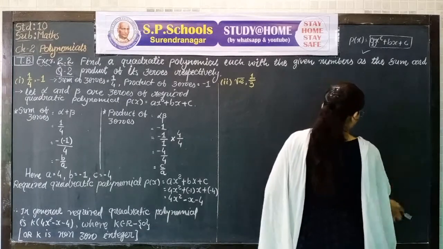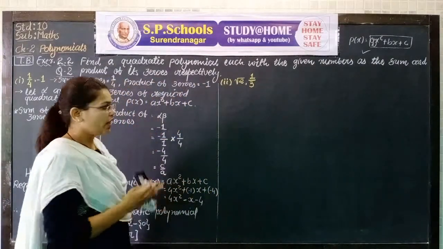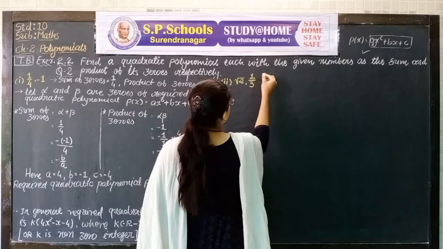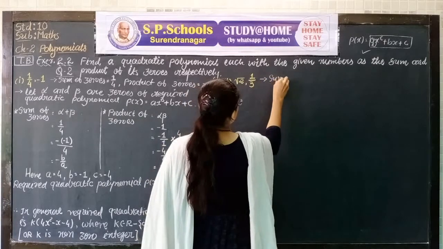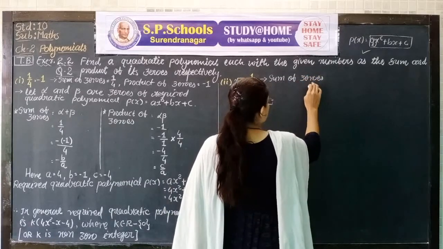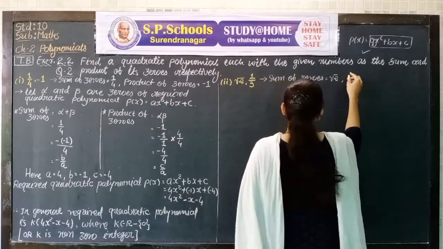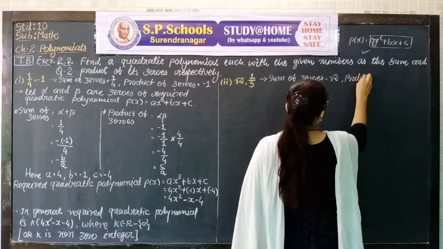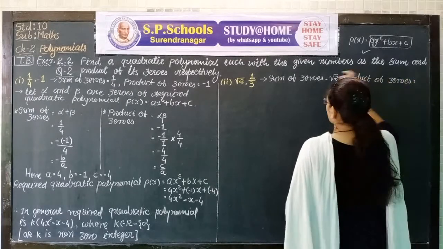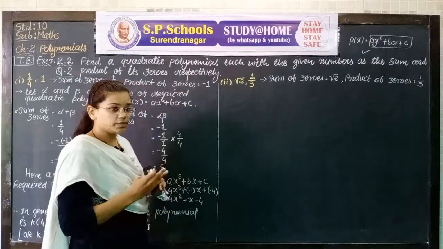Okay, now we go for the second one. In the second, the first number is the sum of zeros and the second number is the product of zeros. For our convenience, the sum of zeros is equal to root 2, and the product of zeros is equal to 1 upon 3. The same method will be applied here.